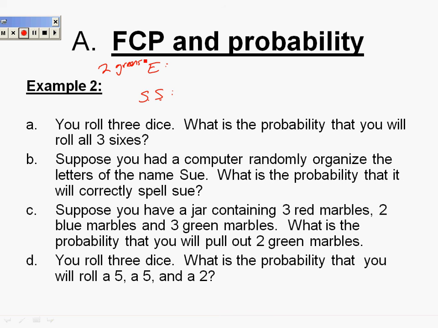The sample space is how many different ways can you just take 2 marbles out altogether? Okay, any 2 marbles, not just 2 greens, but any 2 marbles. So any 2. So here we go.